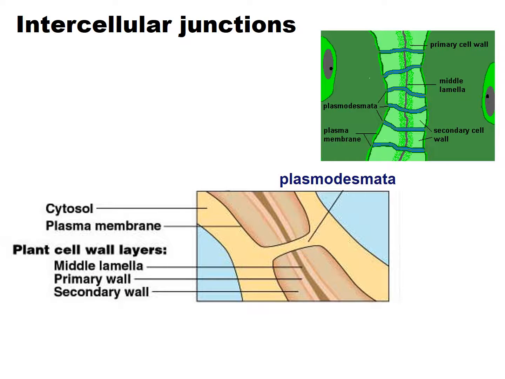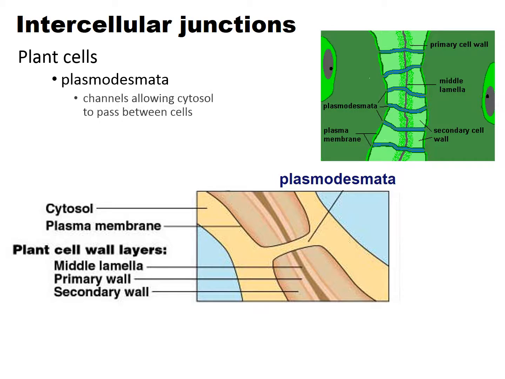Being a cell in a multicellular organism means you have to be able to share material between different cells. So there are intercellular junctions, places where neighboring cells kind of meet. In plant cells, these are called plasmodesmata, and these are little holes that actually make channels for cytoplasmic material to be able to pass between neighboring cells.